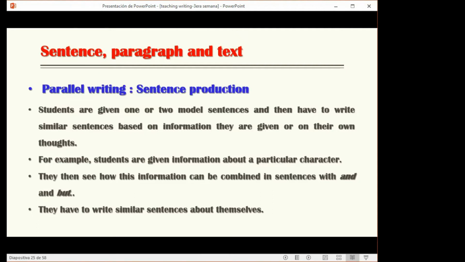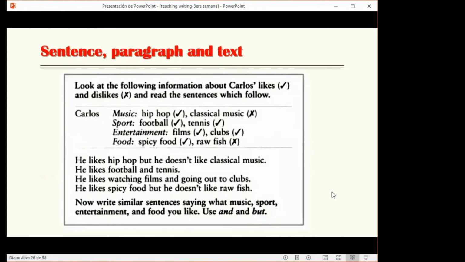Notice here you have to make it more personal, right? Look at the following information about Carlos' likes and dislikes and read the sentences which follow. Carlos, music: hip hop, a check; classical music, an X. Sport: football, tennis, check, check. Entertainment: films, clubs, check, check. Food: spicy food, a check; raw fish, a cross. So then you have the sentences.